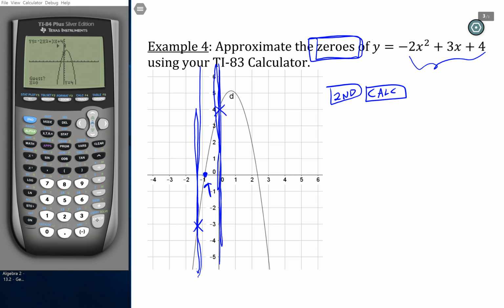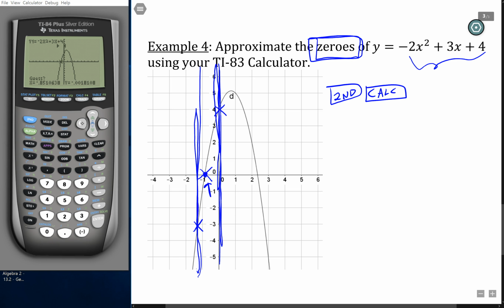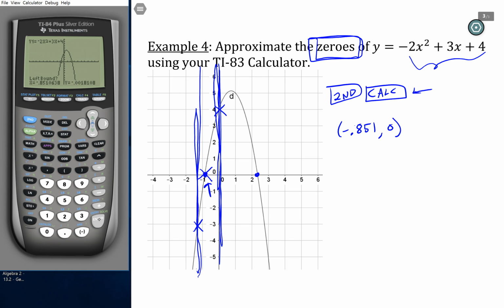Finally, the calculator needs a guess, so put your cursor as close to the 0 as you can get and hit enter. This is your guess, and the calculator says that this 0 is negative 0.85, we'll round to 1, 0. So that's the first one, but we also need to find this second 0. So I'm going to need to use the calculator function again. So again, hit second calc. You want to go down to the 0 function because we're finding zeros. And again, you need to give it a left bound and a right bound.